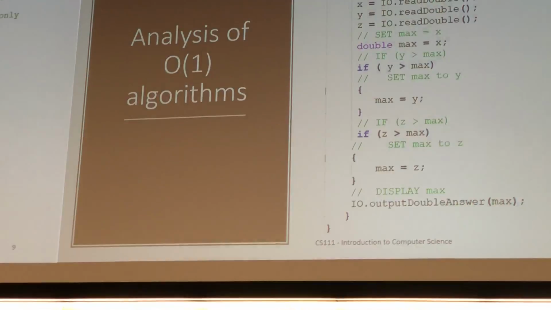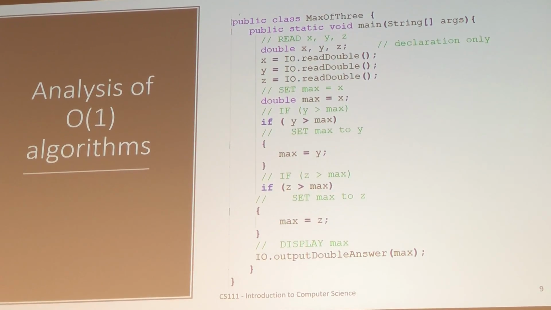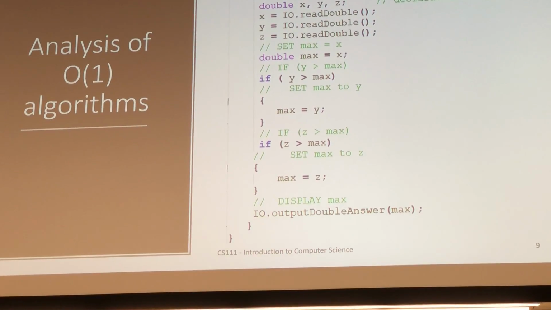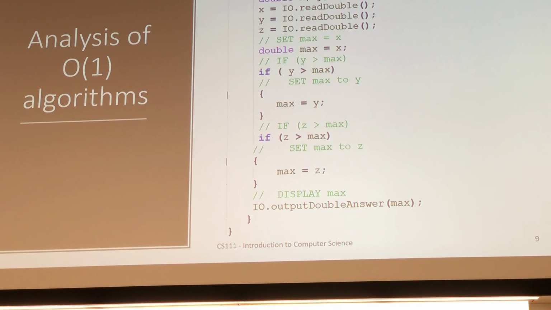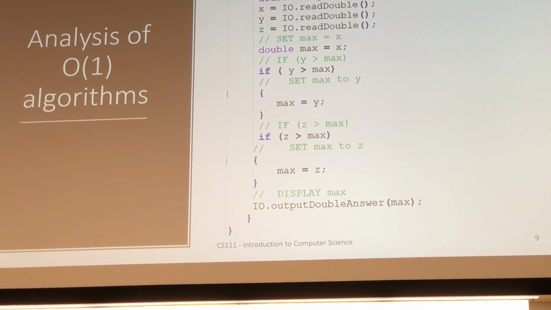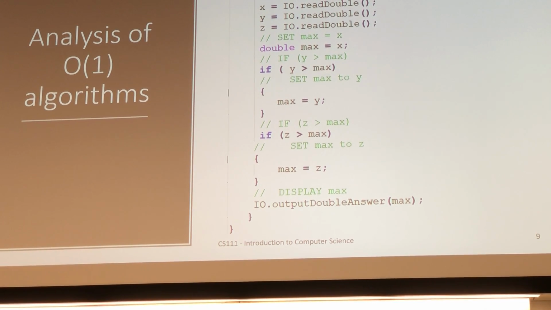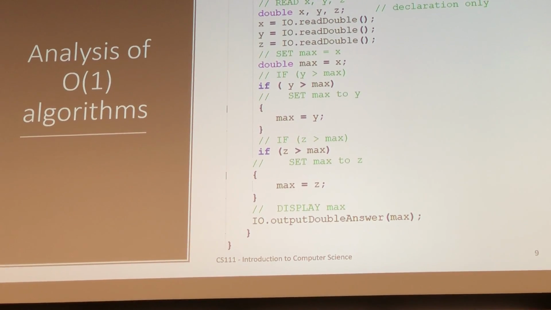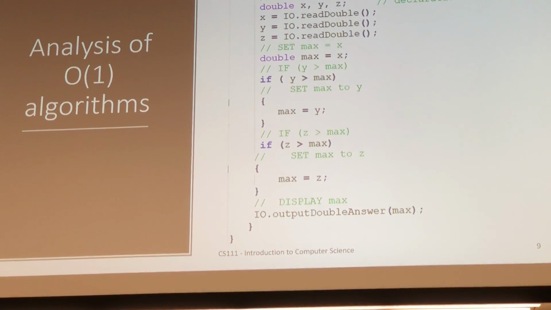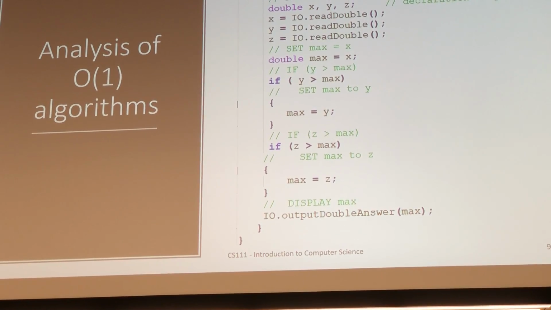Okay, so this type of algorithm, this is the algorithm that we wrote early in the course. It's called max of 3. If you look at this algorithm, you can count the number of operations as 1, 2, 3, and then maybe this one 4, 5, maybe 6, 7, and maybe this is another operation that would be 10. So you have 10 operations, but if you have 10 operations, you don't write big O of 10. You write big O of 1.